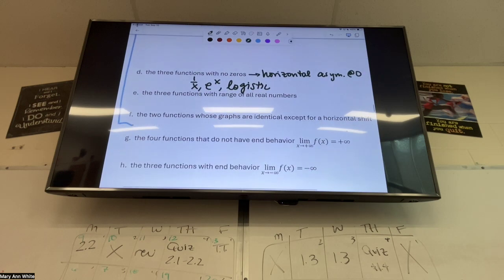All right, 3 functions with the range of all real numbers. So we want its range to be negative infinity to positive infinity. Identity. Cubing. Natural log. There we go. All right, and then one more that I think you could have attacked. There are 2 functions whose graphs are identical except for a horizontal shift. Which 2 are the exact same graph, but just shifted over?